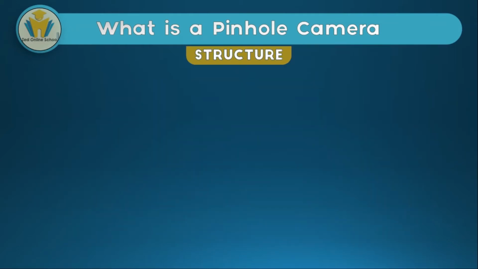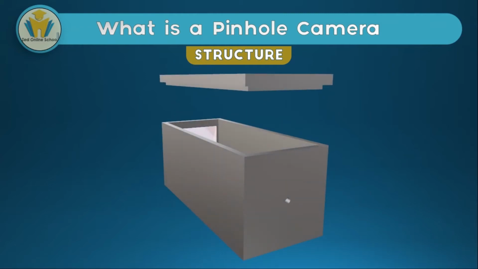In structure, a pinhole camera will be as follows. We'll have a box and a lid. For our box, we need to have some major parts. The first is this hole here, which we are calling a pinhole. It's a very small hole. In this diagram, it might look a bit big, but when you're making an actual pinhole, try to make that hole as small as a pin.